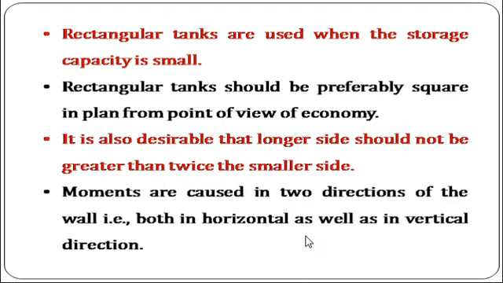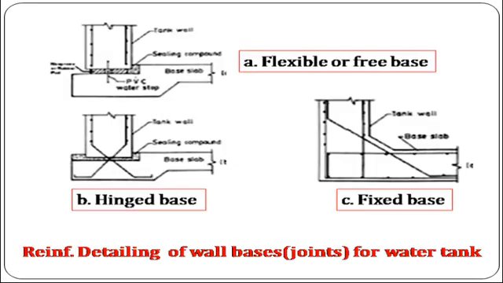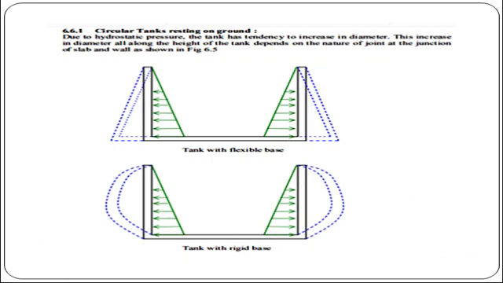Also we have seen some requirements of the water tank based on the type of tank, or the feasibility of each tank. Then how the analysis can be done, the behavior of the wall, then the joints, and how to detail the joints of the water tank, that we have also seen in the previous lecture. For flexible, then hinge base, and for fixed base the detailing we have also seen.